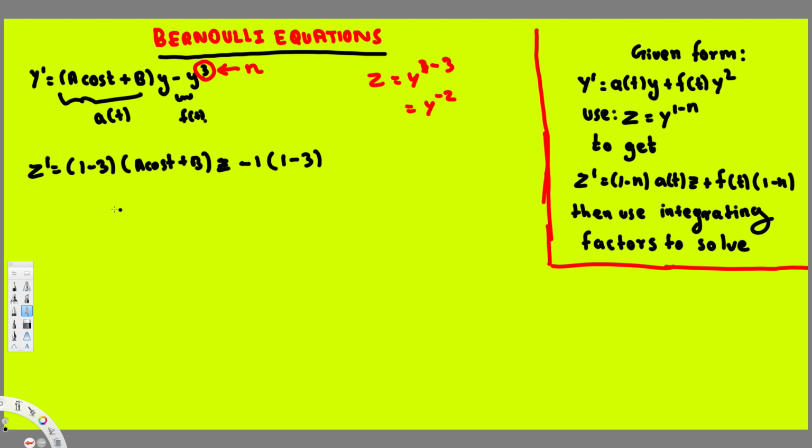Now let's go ahead and simplify this one. This is going to be minus 2 a cos t plus b times z, and then we have minus 1 times, this is going to be minus 2, right? Minus 1 times minus 2, that's going to give us plus 2. So this is what we are going to have.